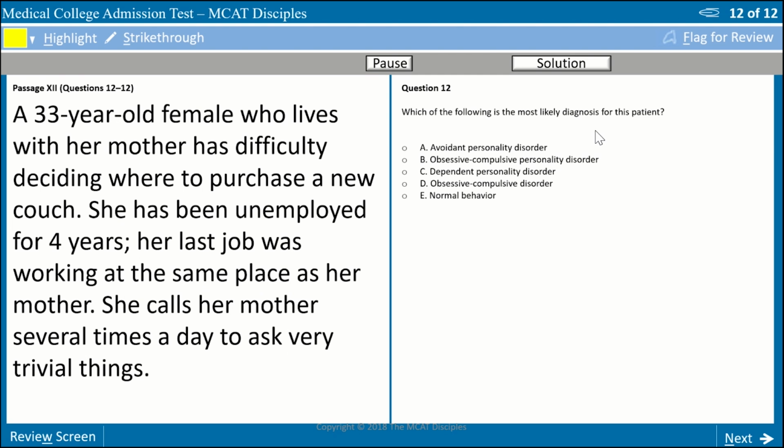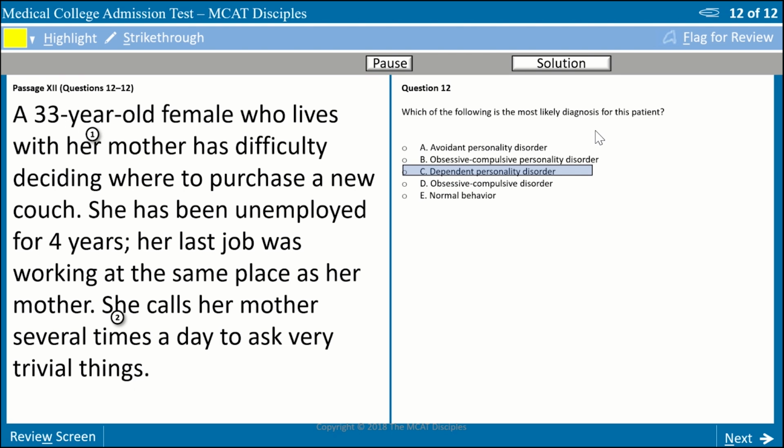A 33-year-old female who lives with her mother has difficulty deciding where to purchase a new couch. She has been unemployed for 4 years, and her last job was working at the same place as her mother. She calls her mother several times a day to ask very trivial things. I think, and there's only one personality disorder left, this is dependent personality disorder. And here we note the clingy behavior.